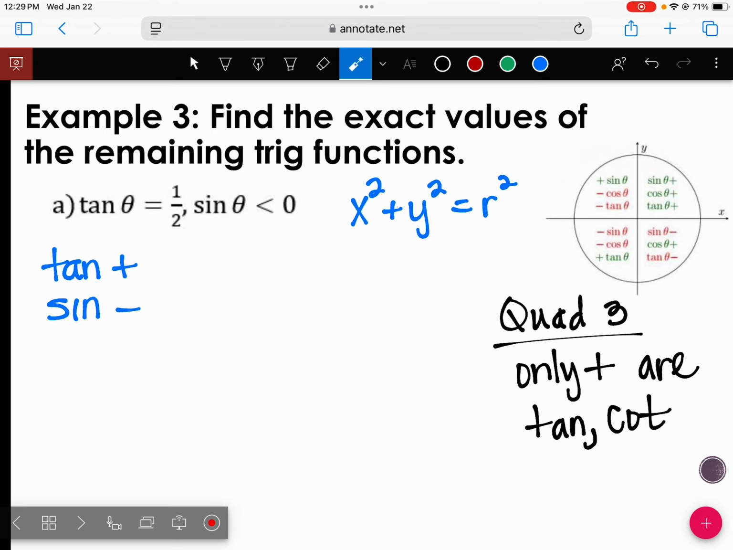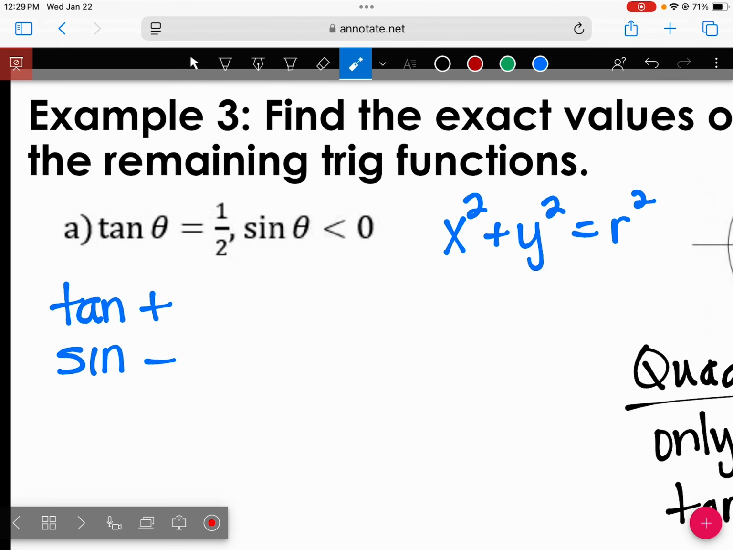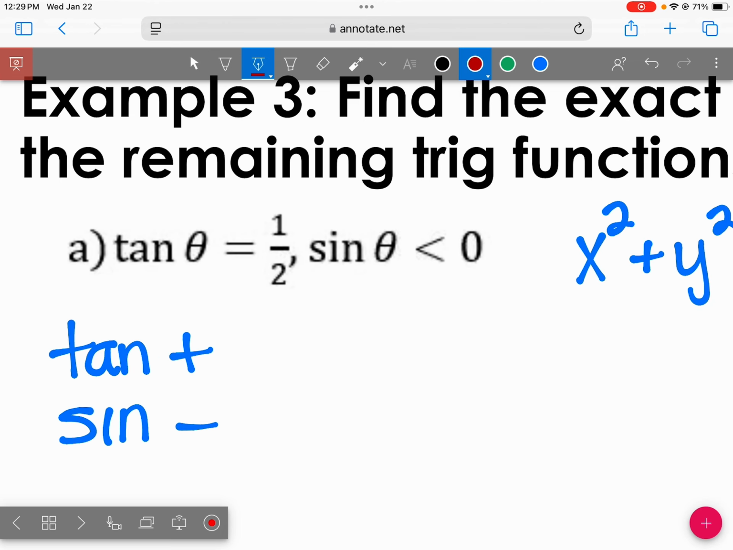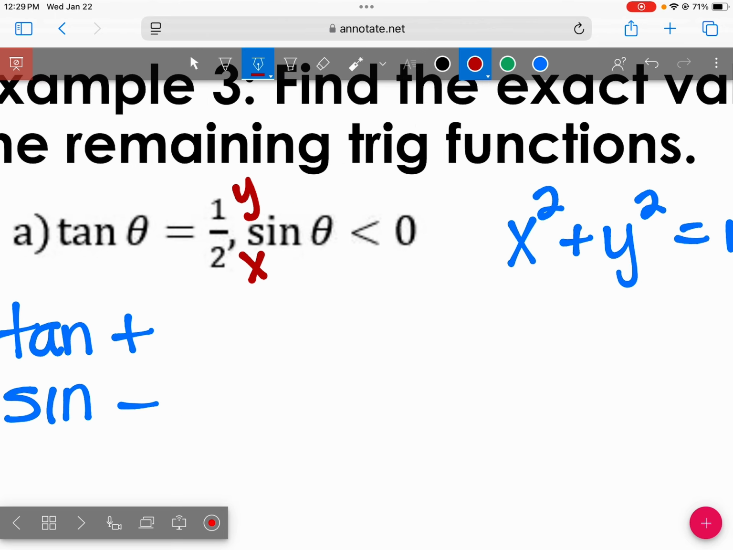Okay, so the reason why I put this up here is because we only know 2 things. Is tangent equal to x over y or y over x? Y over x. So what we know in this scenario is that y is 1 and x is 2, because that's the fraction that they gave us. Now what we need to do is find r. So I know that r is going to be 1 squared plus 2 squared, and that's going to equal r squared. That's why I recommend we start off by finding r.